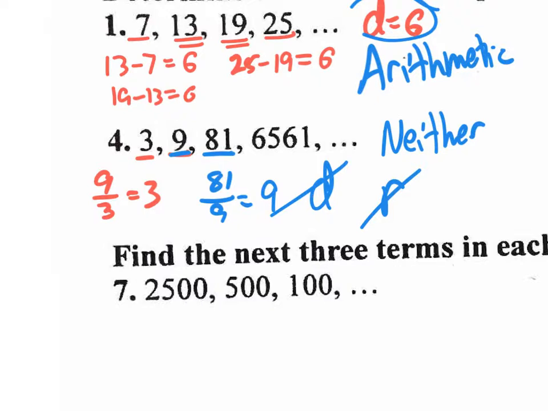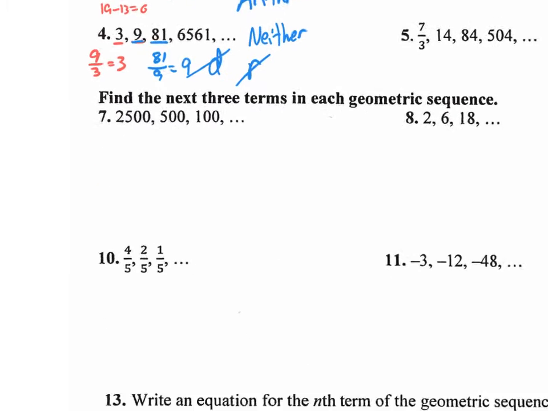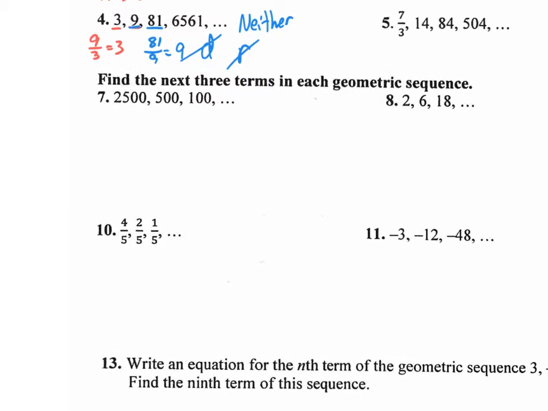If you take a number and divide it by the one before it, and it's consistent and there's a common ratio in all of them, then it's geometric. So if there is no common difference and no common ratio, that's where you say neither. Now, this next part of the homework is pretty straightforward as well.